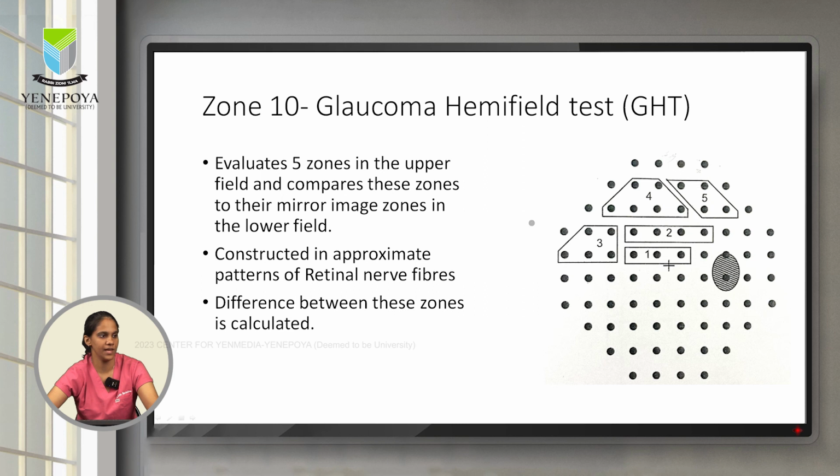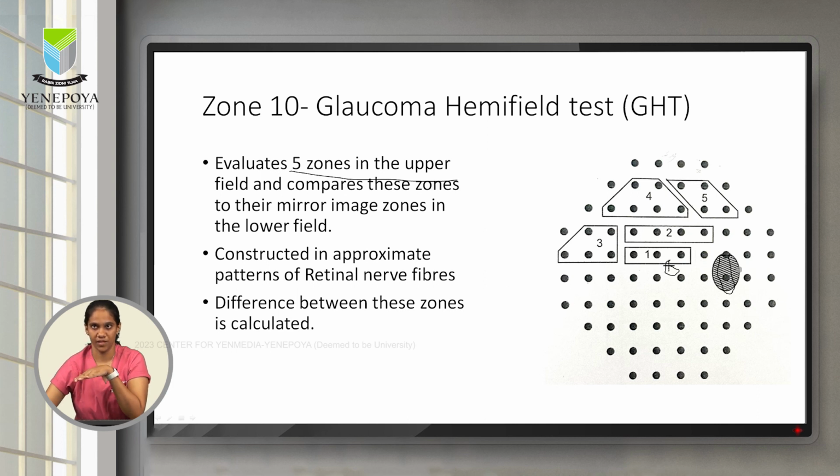Finally, your glaucoma hemifield testing. In glaucoma hemifield testing, we evaluate 5 zones in the upper field and compare them with the 5 mirror zones in the lower field. Okay, what exactly is this? This is your blind spot again. I will keep reiterating it throughout so that you form a clear picture in your mind. So this is your fixation point.